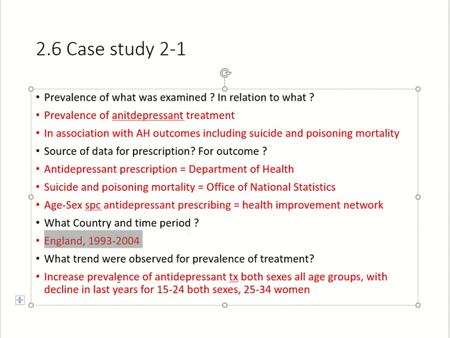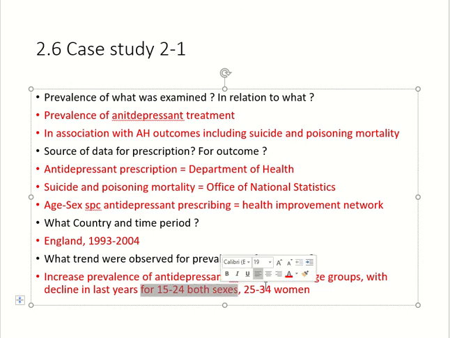And basically, that's what they observed with regard to the prevalence of the treatment. There was an increase in prevalence of antidepressant treatment for both sexes over all age groups, with a little decline in the last years for those aged 15 to 24 in both sexes and 25 to 34 in women. I'm going to try to show you the graphs.